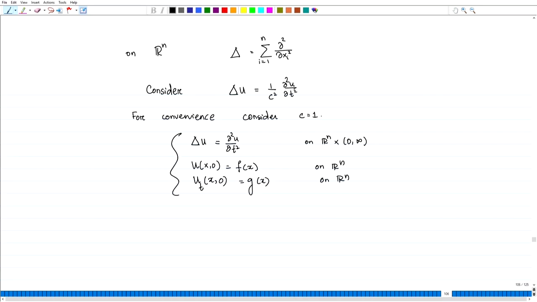And for suitable use of Fourier analysis, let us assume both f and g to be in Schwarz space. It is an ideal situation, so we are assuming this to convince ourselves how to solve this equation. This is called the Cauchy problem for the wave equation. So, then like what we had seen in the one dimensional case.